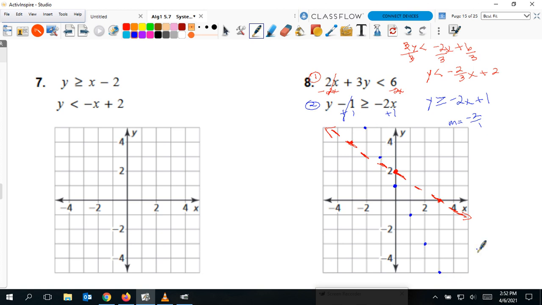And this one, it's solid, so we're going to draw a solid boundary line here. So let's put a solid line going through all this. There we go.